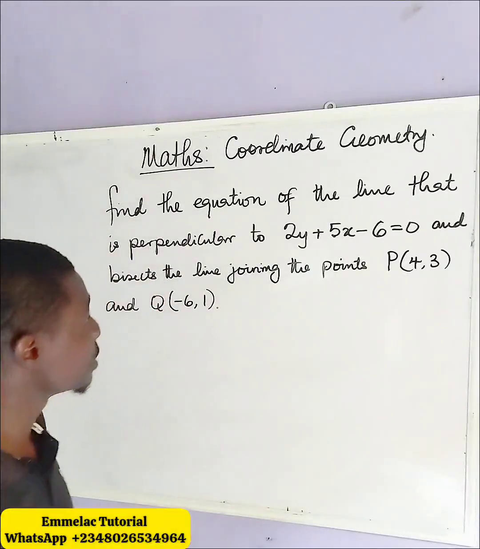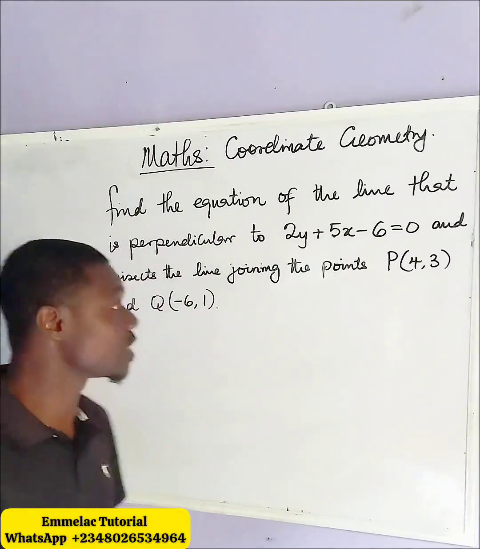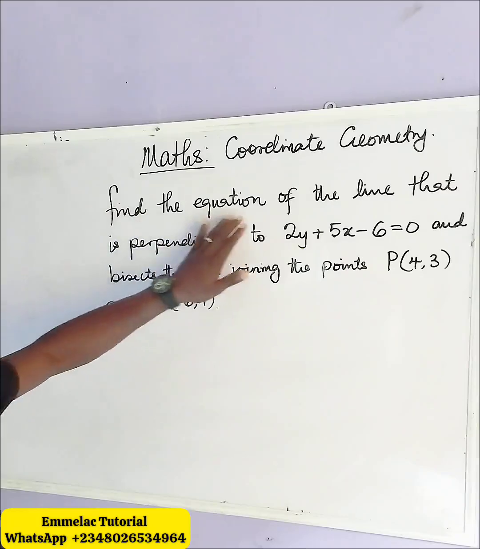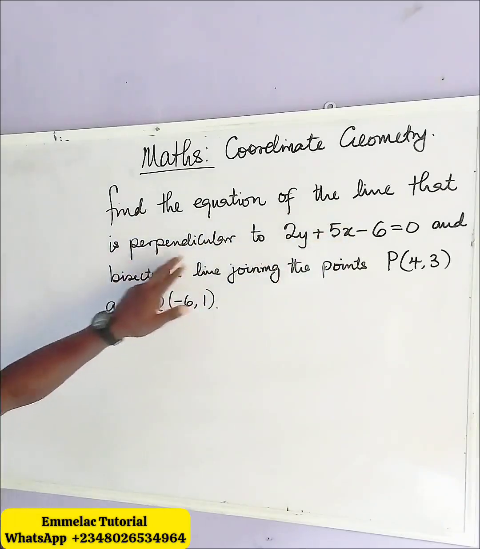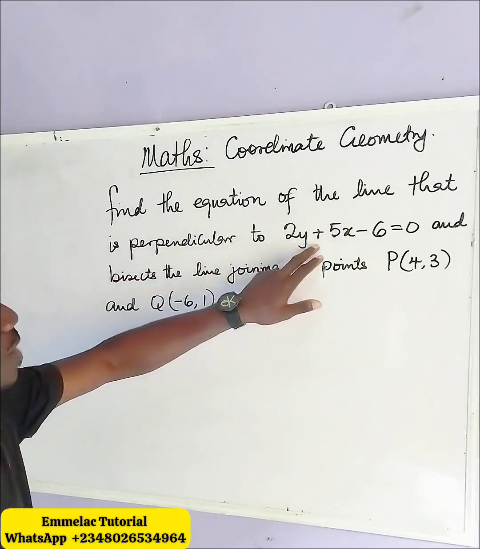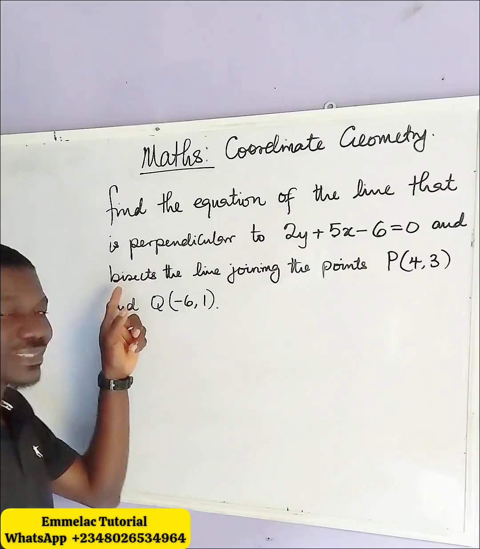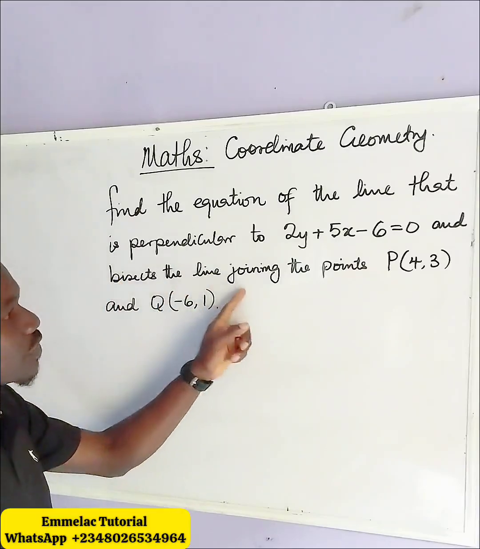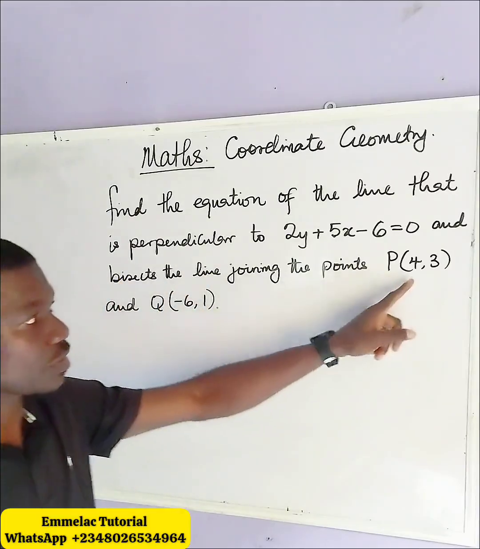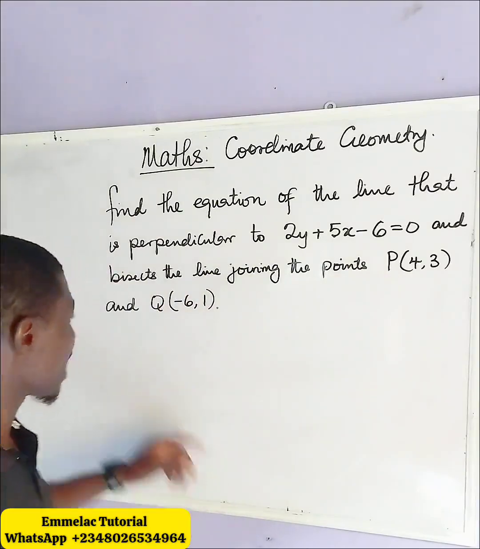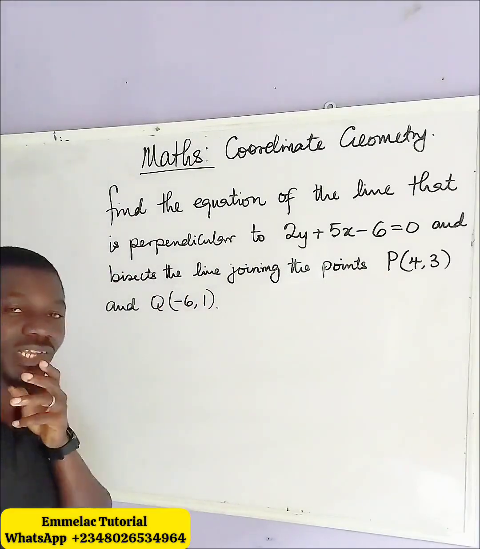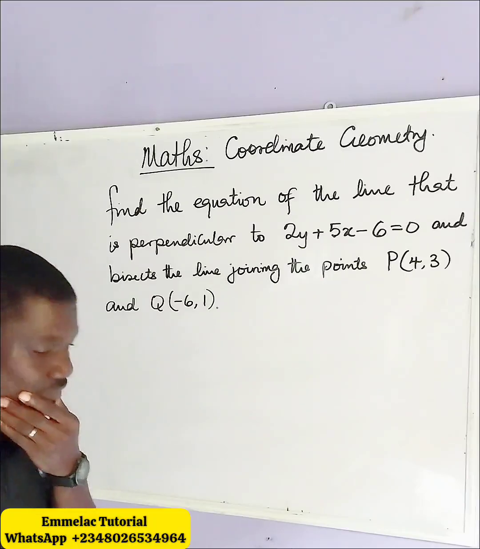Now before us is this coordinate geometry question, and it reads that if the equation of the line that is perpendicular to 2y plus 5x minus 6 equals 0 and bisects the line joining the point P with the coordinate of 4, 3 and Q with the coordinate of negative 6 and 1.